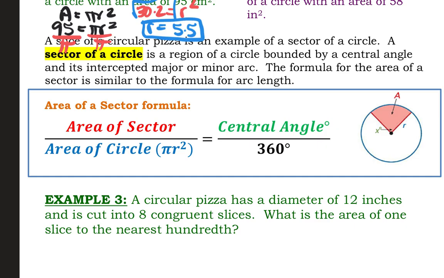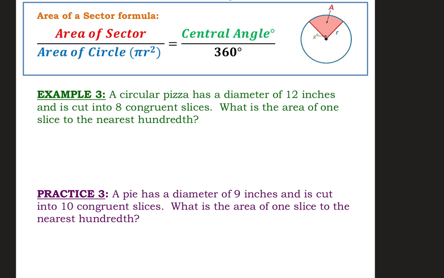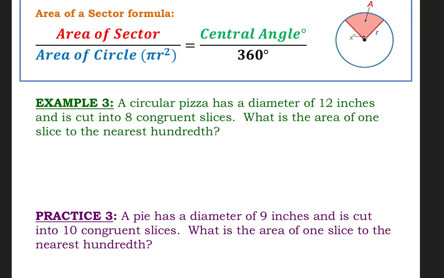So here it says a circular pizza has a diameter of 12 inches and it's cut into 8 congruent slices. What is the area of one slice to the nearest 10th? So if I wanted to use this proportion, what do I know is already on my formula? What should always be there? 360. That's 360 degrees.